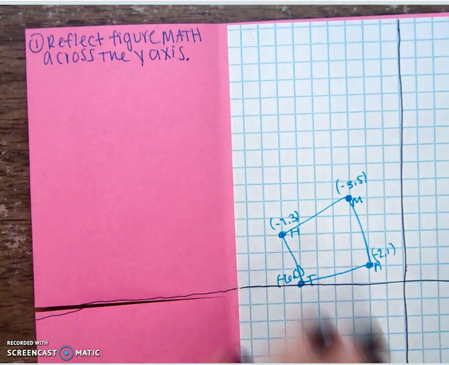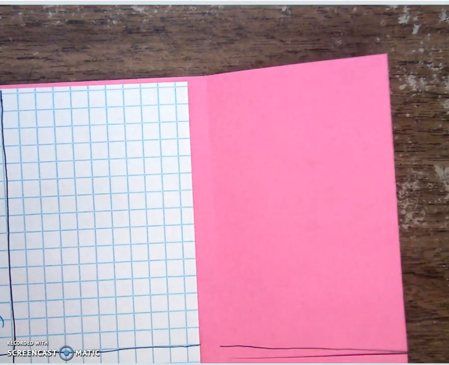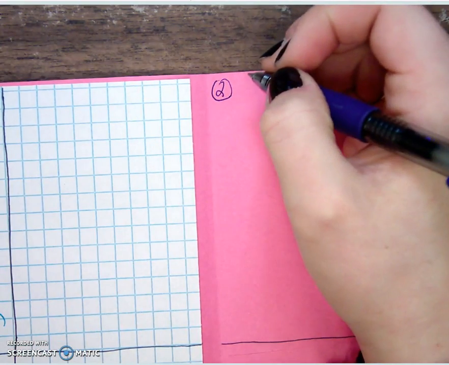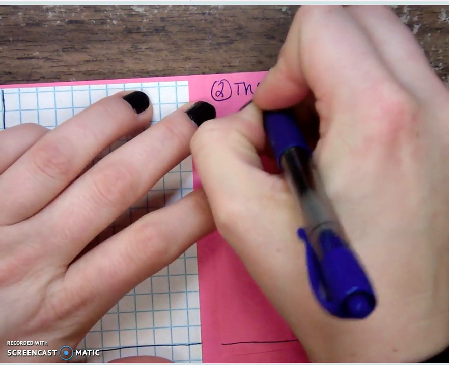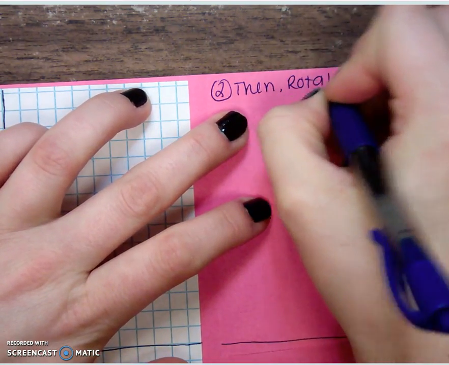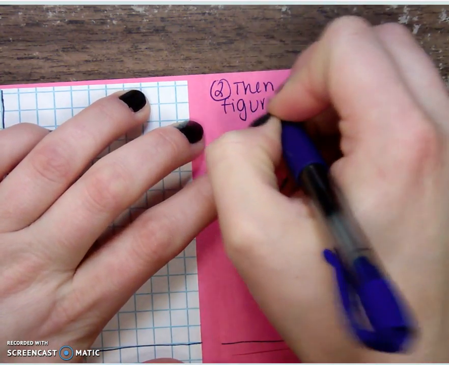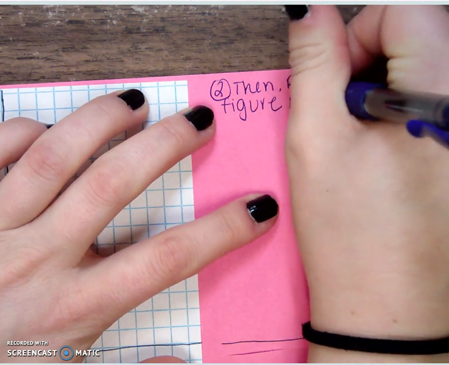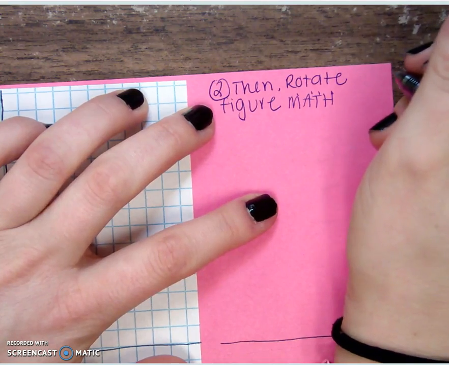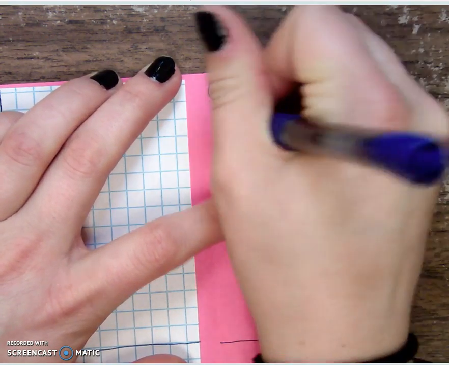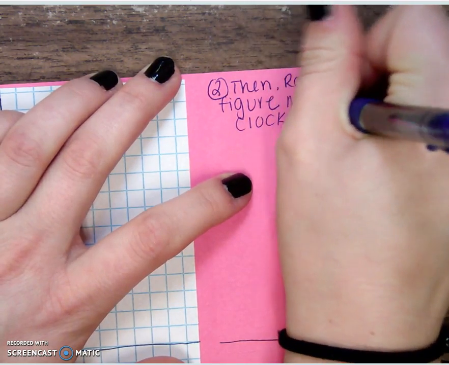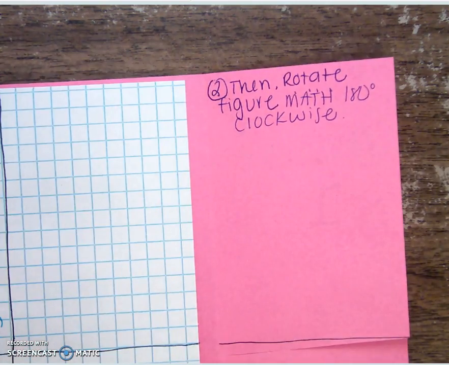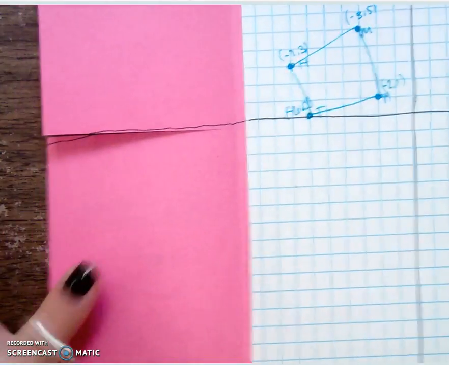All right, then once you've done that, you're going to take those new points and then rotate figure M-A-T-H. Okay, so that's M prime, A prime, T prime, and H prime. 180 degrees clockwise. But you know now that clockwise and counterclockwise 180 is the same. Okay, 3 in the bottom left.